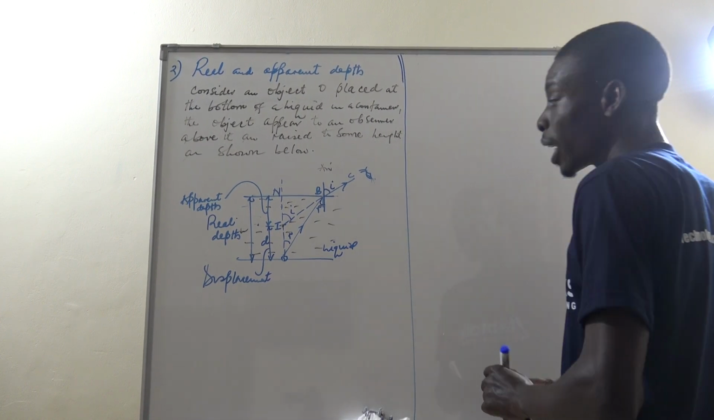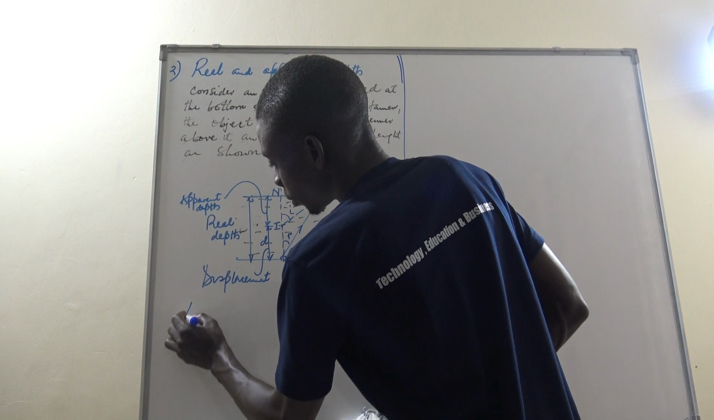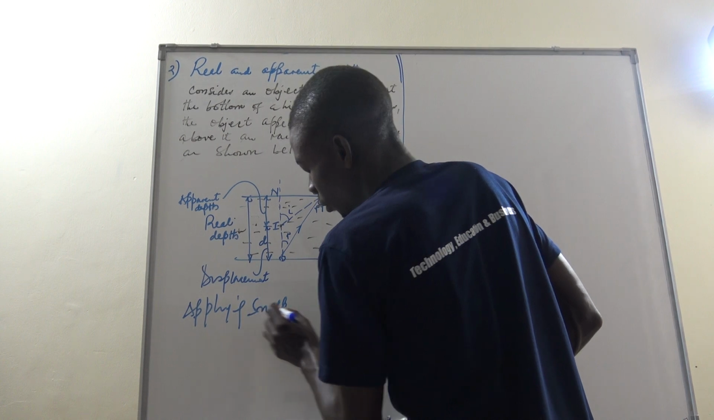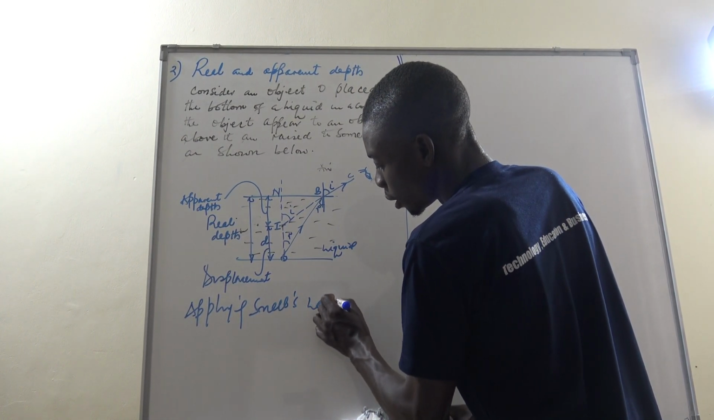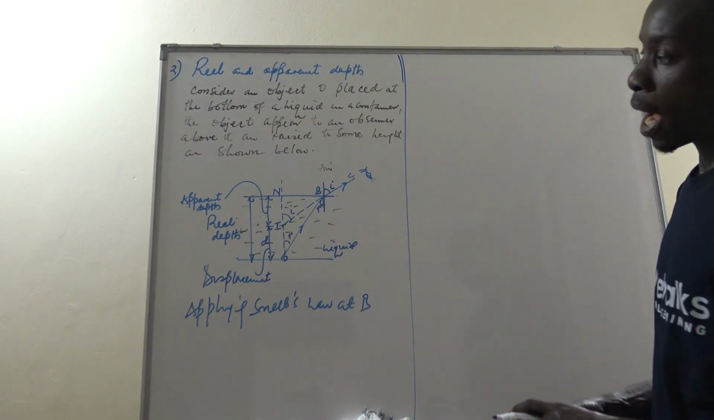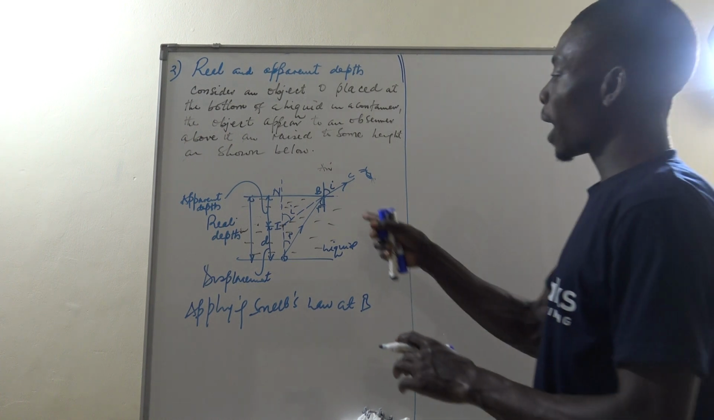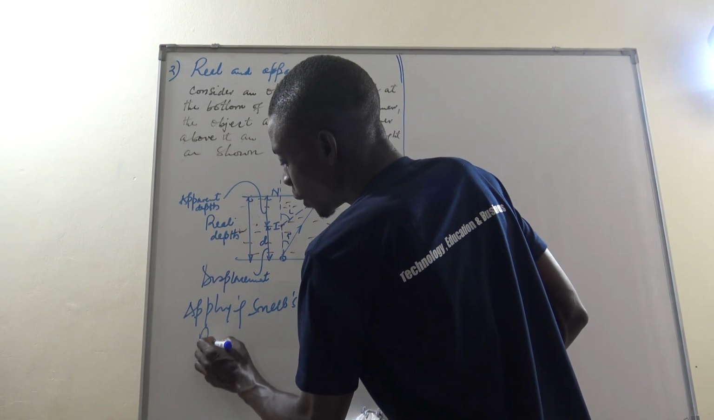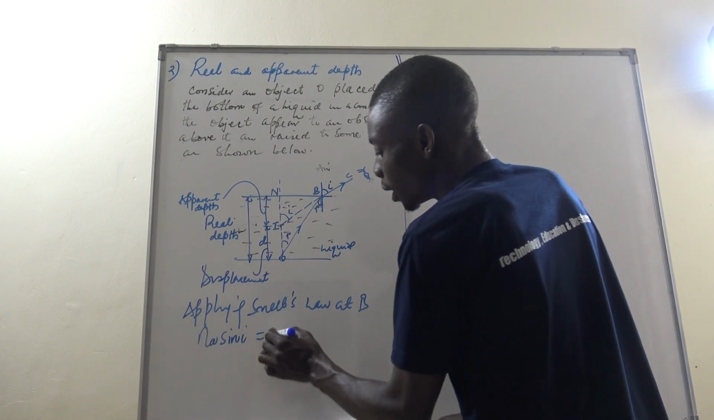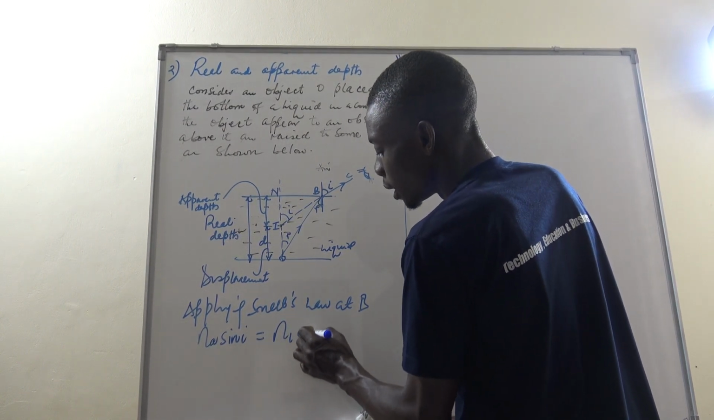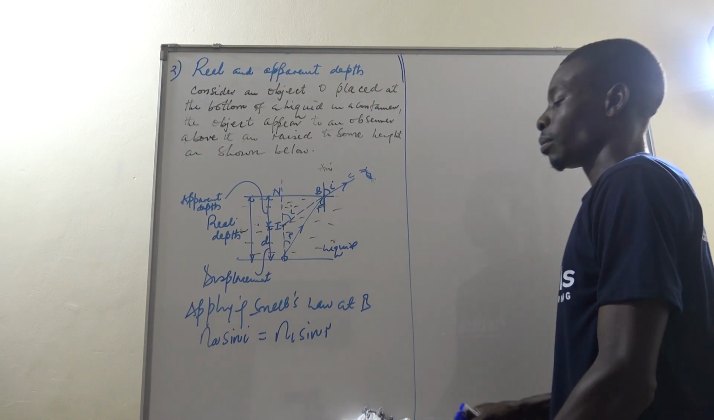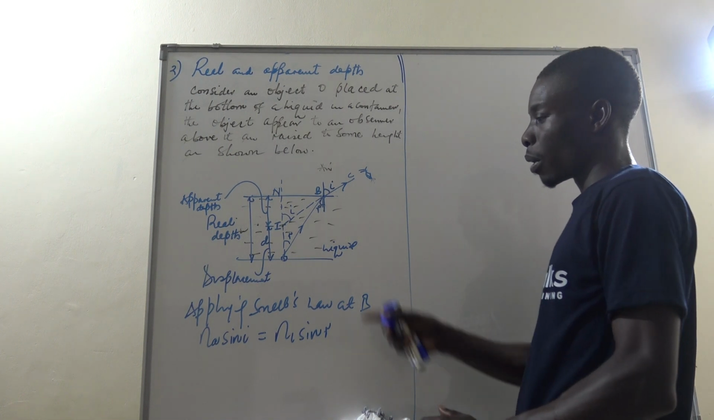Let's see what comes out next. So, we can say, applying Snell's law at B. I'm coming now at this point B here, and I'm going to apply Snell's law. So if I'm applying Snell's law here, I'll say, refractive index of air, sine of angle in air is I, equals the refractive index of the liquid, sine of the angle which is in the liquid is R. That is the Snell's law I'm talking about at this point here, B.